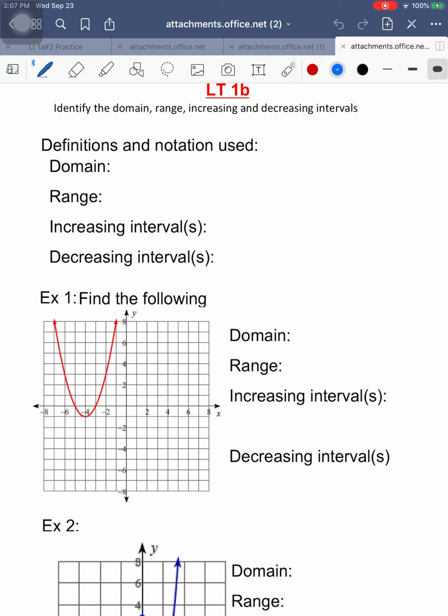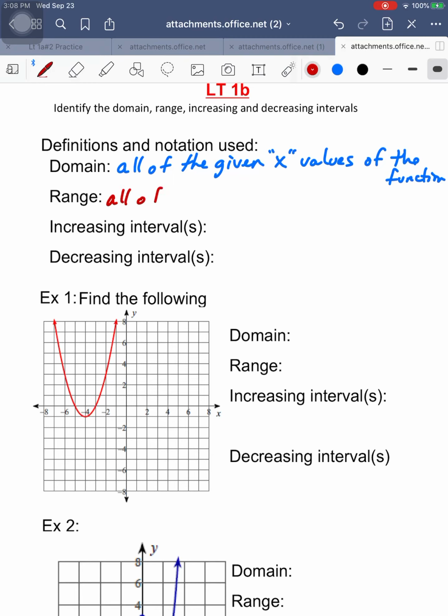Domain is all of the x values of the given function. The range is just the opposite. It's all the y values. So you can think of domain as left and right. How far left and how far right will the graph go?